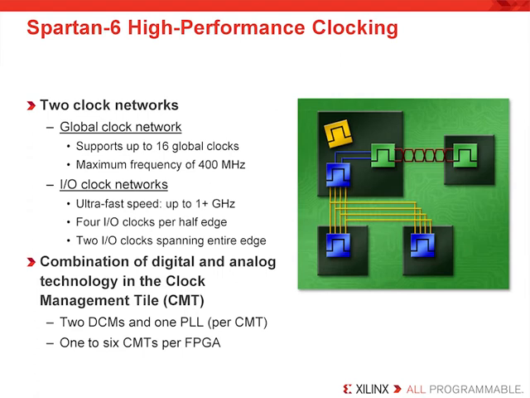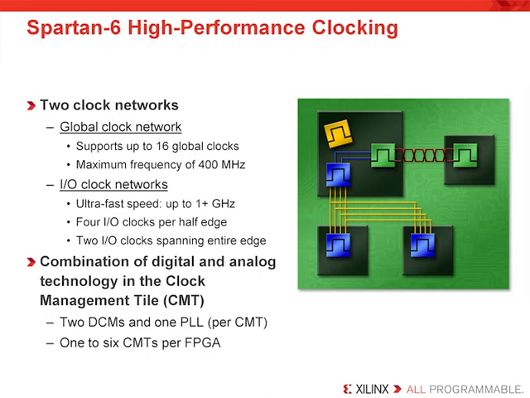Spartan-6 has two different clock networks, global and I/O clock networks. Spartan-6 does not include regional clock networks like Virtex-5 or Virtex-6, which is a notable difference if you're used to working with those device families. The global clock network supports up to 16 global clocks and provides performance up to 400 MHz.